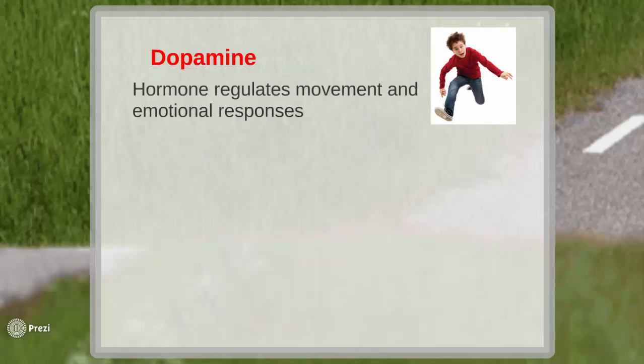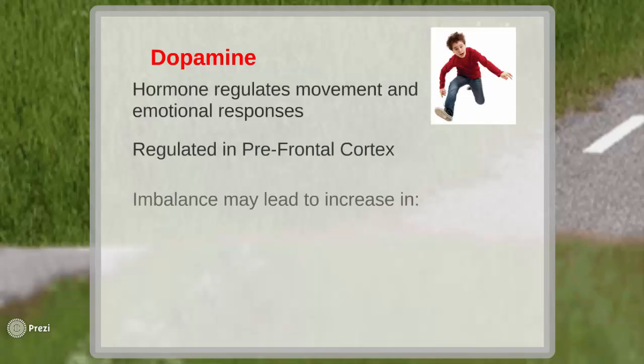Dopamine is a particular hormone that is essential for the regulation of movement and emotional responses. However, it is renowned for its imbalance in adolescent brains. This is due to dopamine brain regulation in the prefrontal cortex, which is still developing through the adolescent years. This can explain how the high levels of dopamine in adolescents can lead them to gravitate towards more thrilling experiences as their emotions are not regulated.